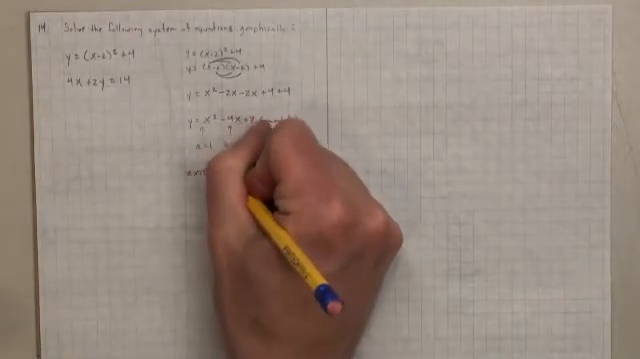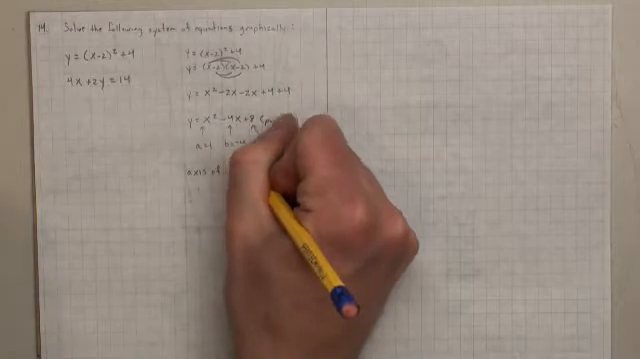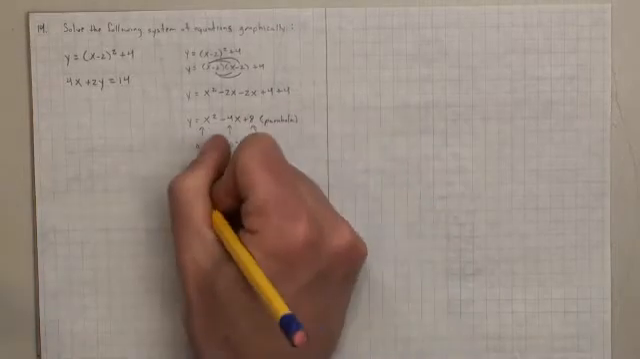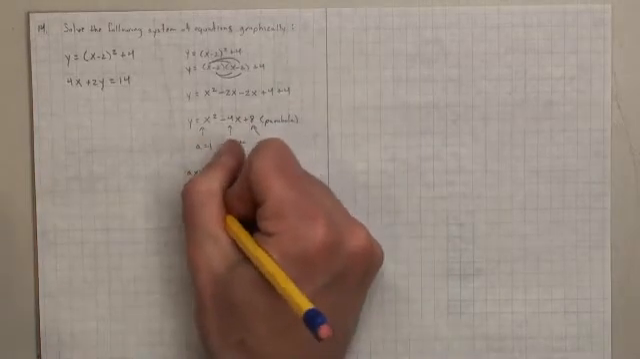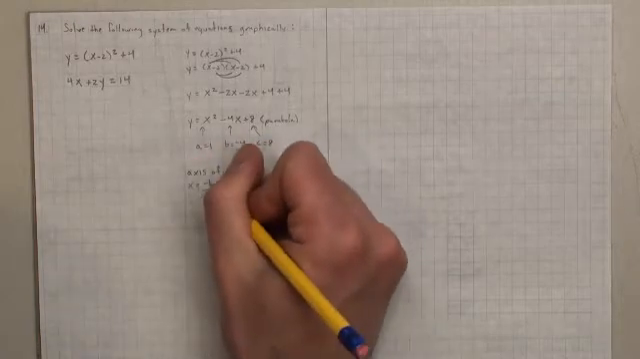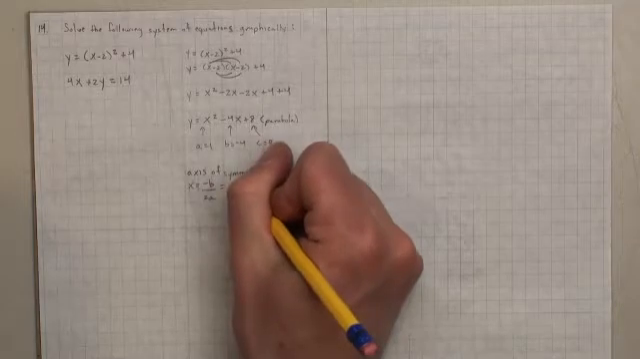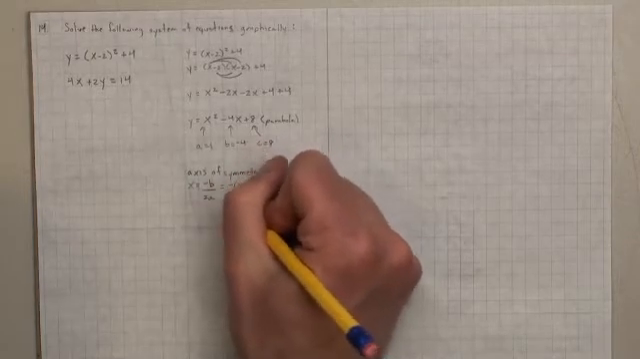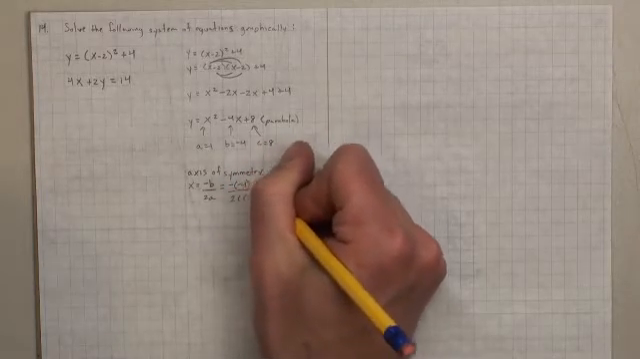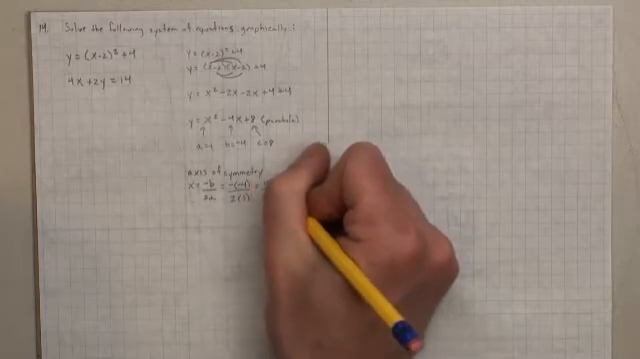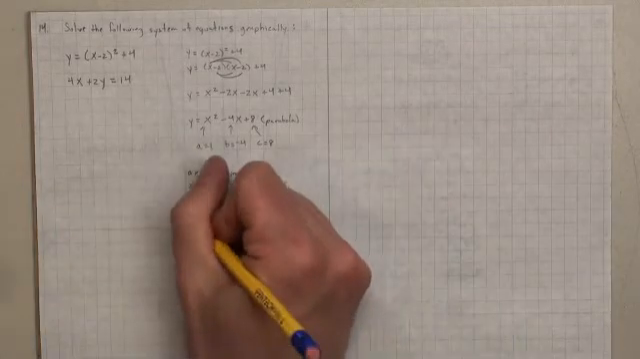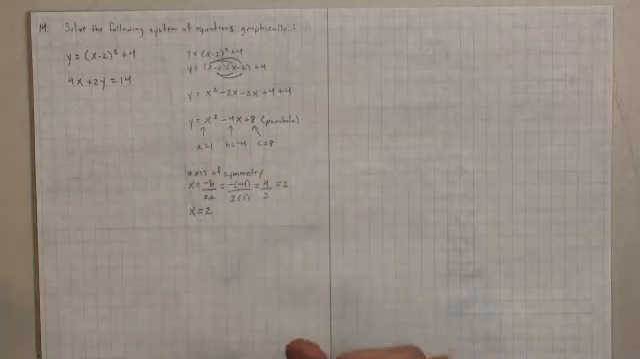Axis of symmetry: x equals negative b over 2a. That equals negative 4 over 2 times 1. That's 4 over 2, it's 2. So x equals 2 is the axis of symmetry.